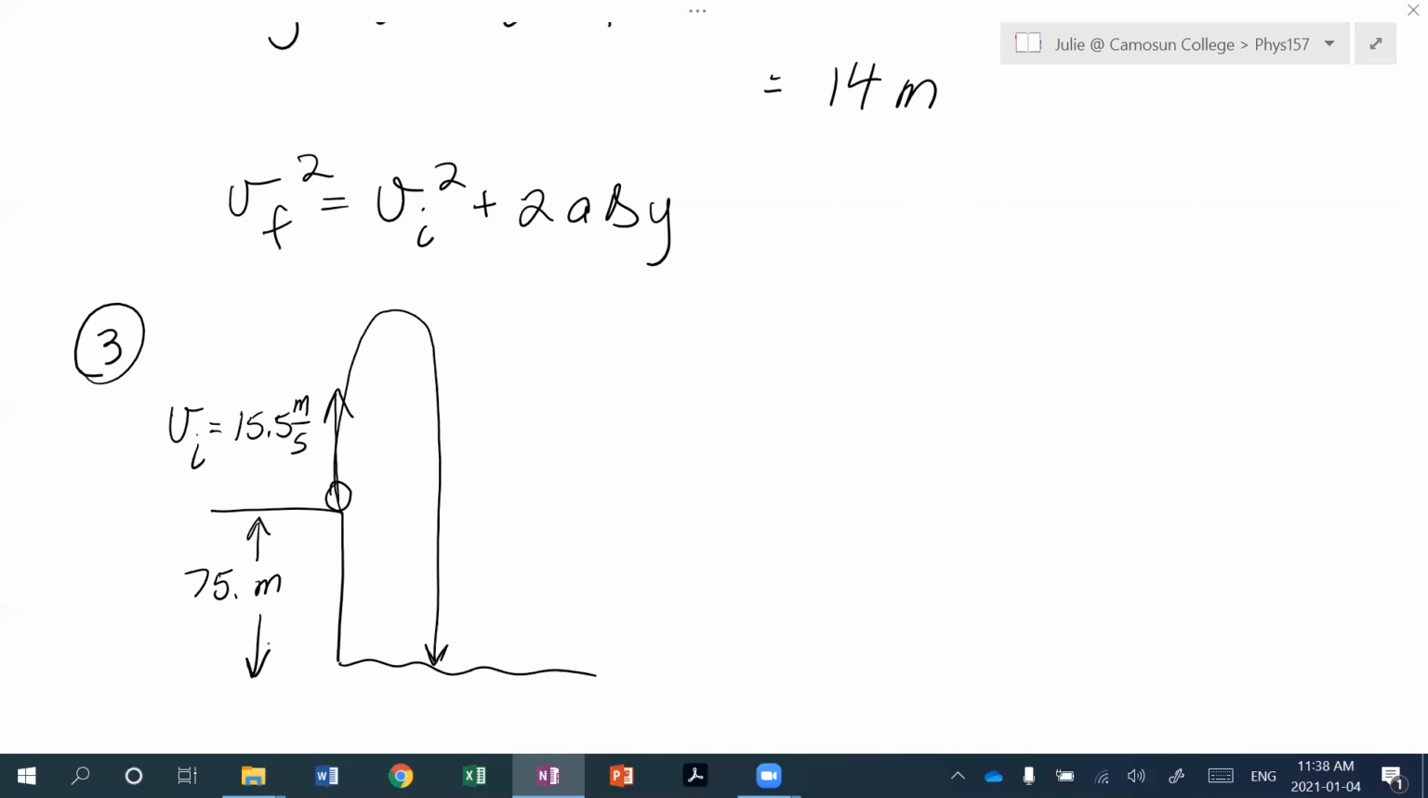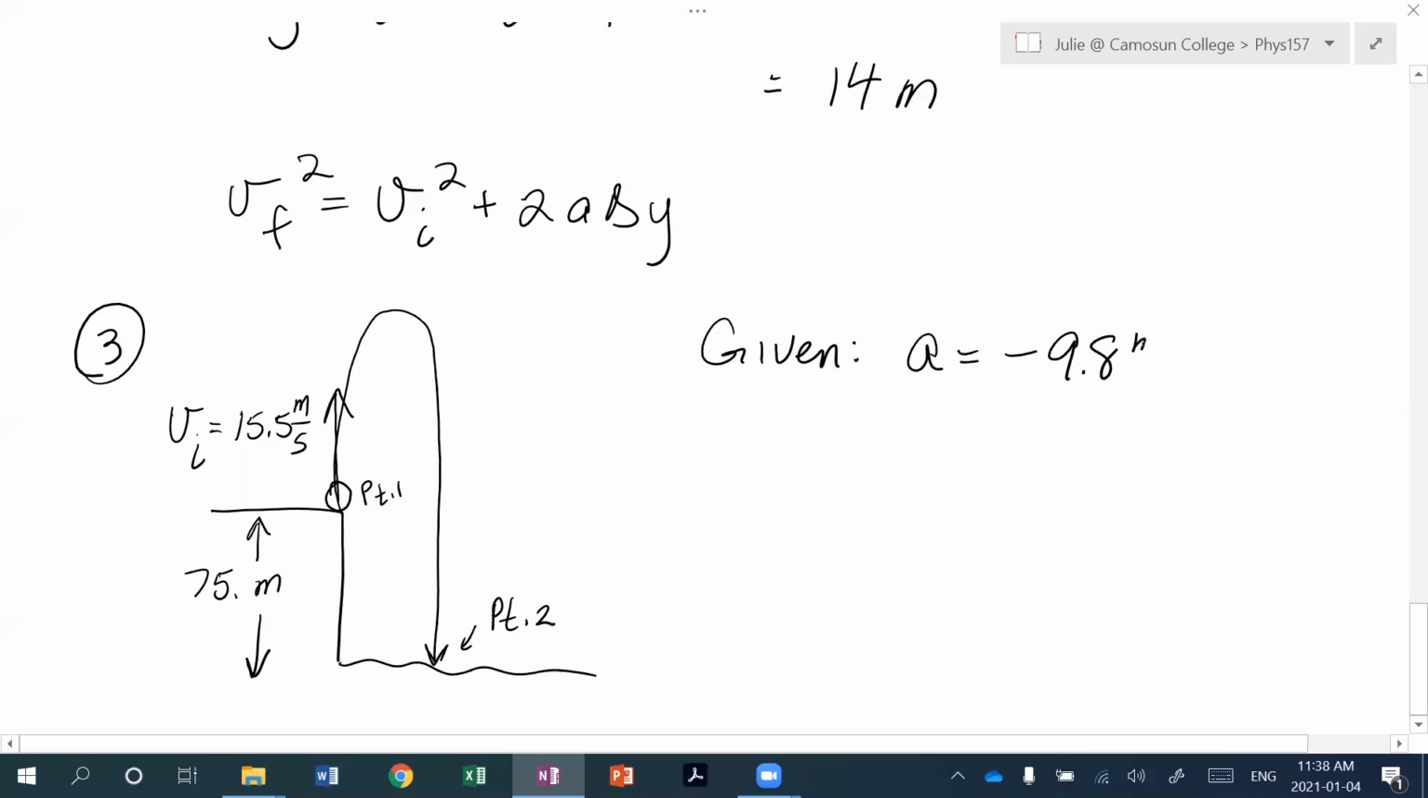Okay, so let's get our givens here. Now, it depends what point we're going to analyze. How about we analyze, so this is point 1, and then this is point 2. So when we write all the equations, we have to make sure we're writing all the variables that correspond to point 2, given the initial position is point 1. So we're given acceleration is negative 9.8. Always, always, always.